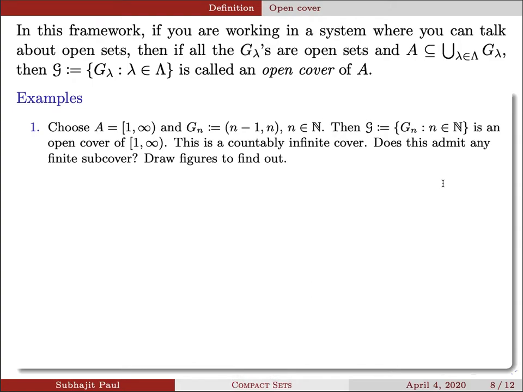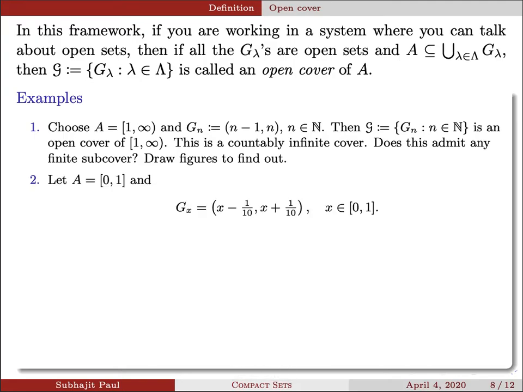This is an exercise for you. Draw figures to find out. Draw the picture, and this will be n minus 1 to n plus 1. I'll rectify this when I upload this PDF. Then draw a figure to find out whether you can choose finitely many elements from these open sets and cover the entire set A, 1 to infinity.